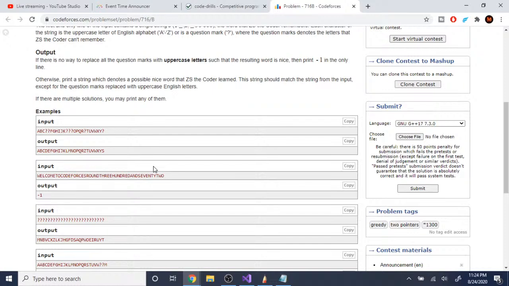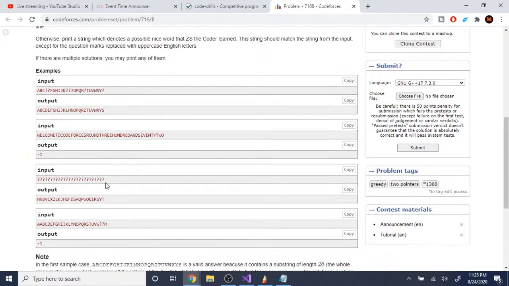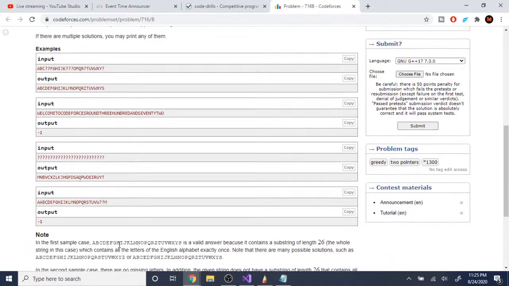So we need all the frequencies of each character to be there. We count every frequency of each character and count the number of question marks, and if we don't have enough space to replace each letter, then it's -1. So in this case, if there's no question mark, then it's impossible because you can't get all the letters of the alphabet in it. But we have to do that, and then we'd be fine.